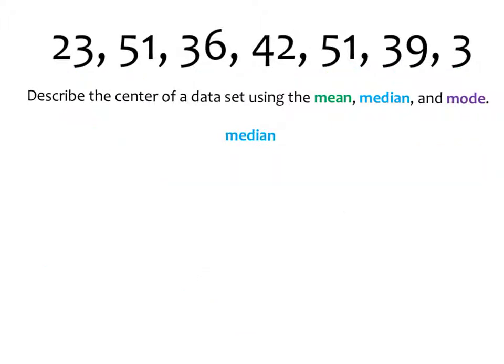We've found the mean, so now it's time for us to find the median. You may remember the median is the value describing the middle of the data set. So before I can find the middle, I first have to put the entire set of data in order from least to greatest. So I start with the smallest number, 3, and then I go to the next smallest, 23, and then the next.